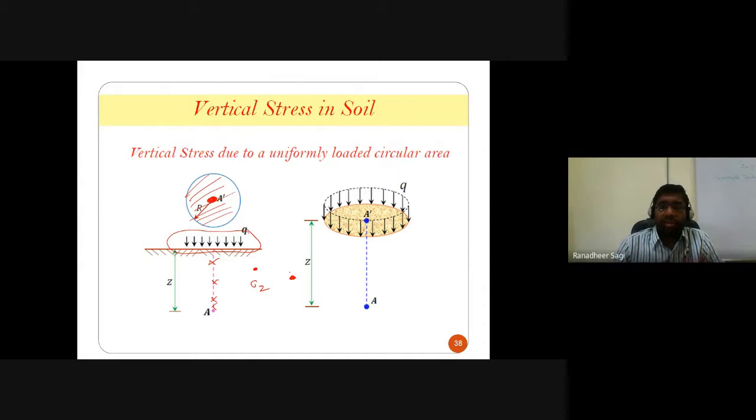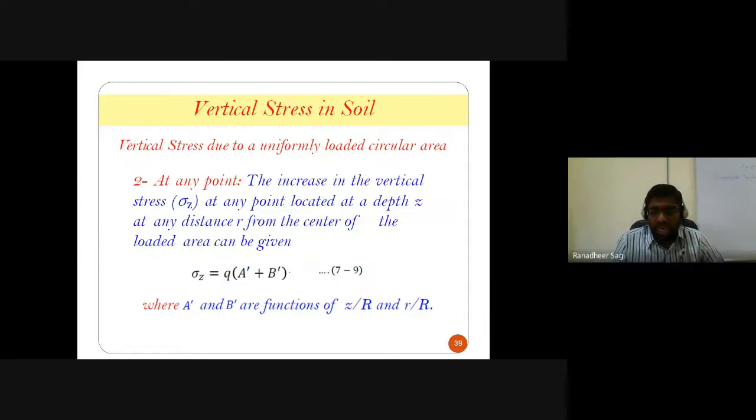So if the chosen point where I want to calculate my increment in stress may not be lying exactly at the center of the loaded region, or may be within the area of the loaded region but not exactly at the center, how do we calculate the increment in stress? In such a case, we have another expression to calculate the increment in stress in the vertical direction, where sigma z is given as q into a dash plus b dash.